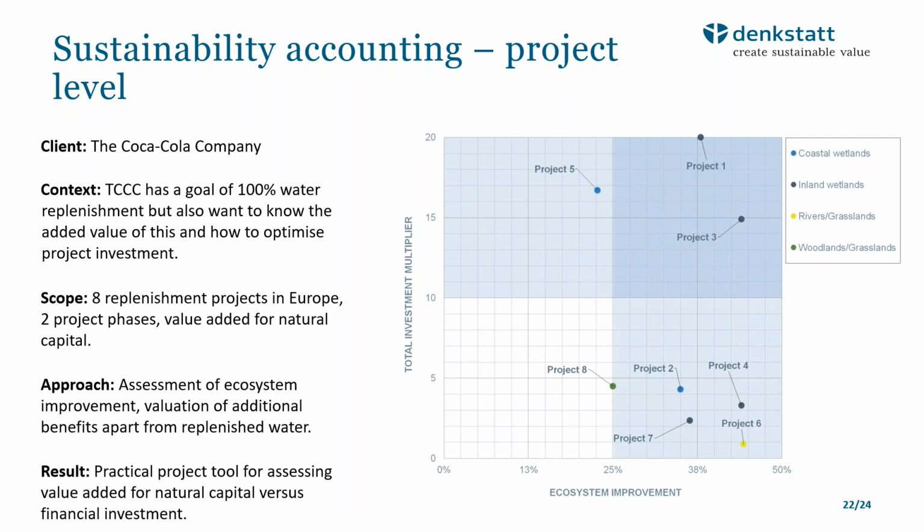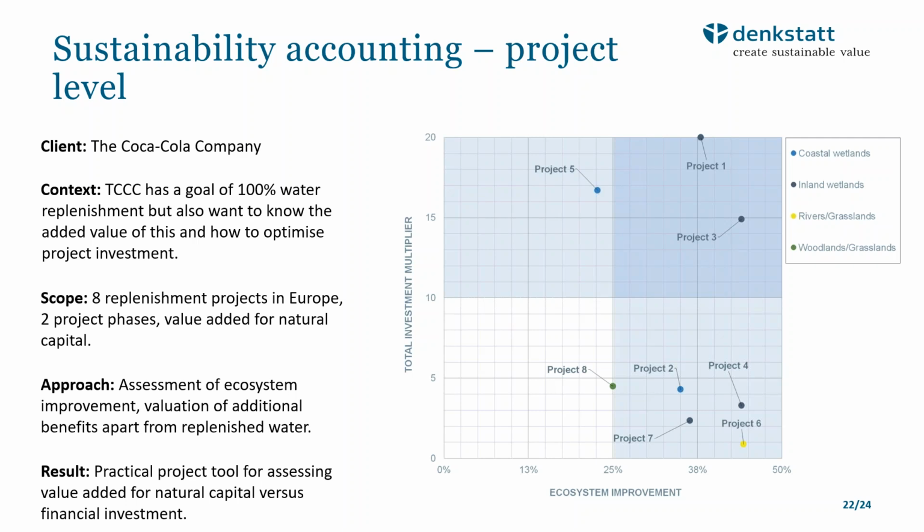It's a 2x2 matrix, so all in all we have assessed 8 different projects in this pilot project. And the 2 categories: on one side you have the ecosystem improvement, which is the percentage of ecosystem improvement between the start of the project, before the project implementation, and the end of the replenishment project. So the big question was, was there at the end of the day ecosystem improvement? And the second category is called total investment multiplier.